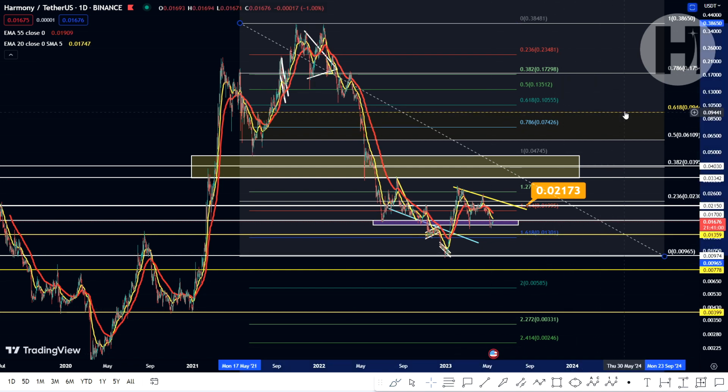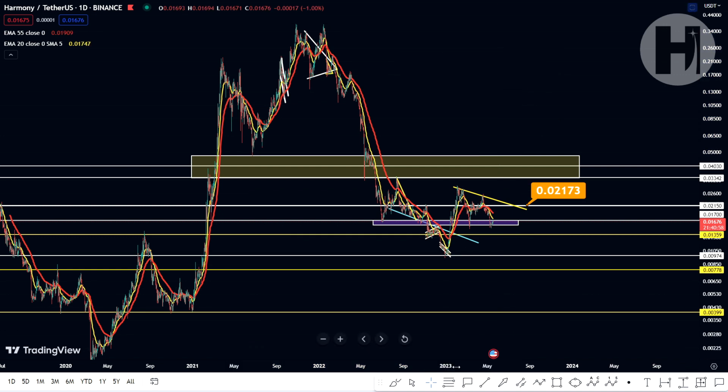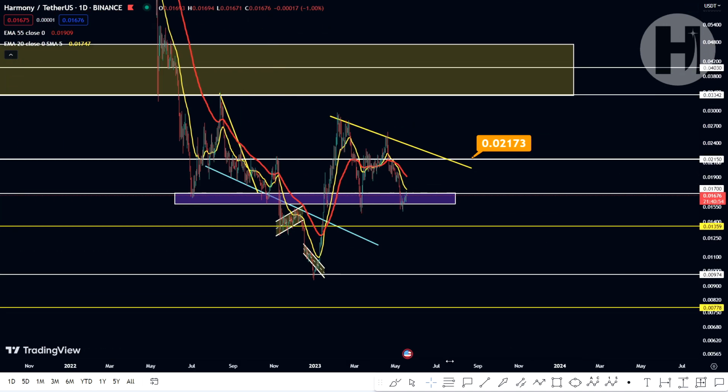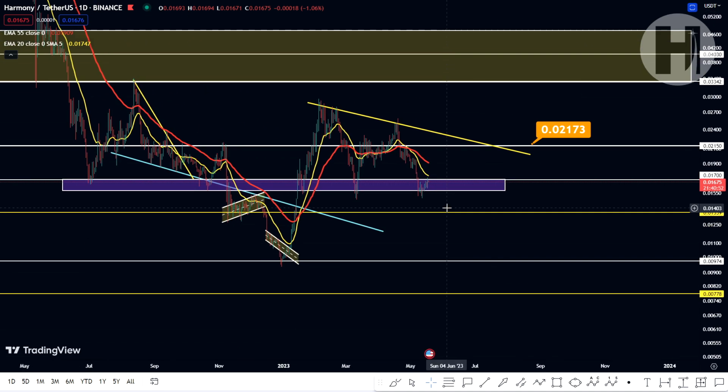So let me bring back the other fib, and actually let's remove all the fibs so it's not that distracting, because I know sometimes it could be distracting for people who are new to trading and new to charting. So let's make it as easy as possible for them as well.